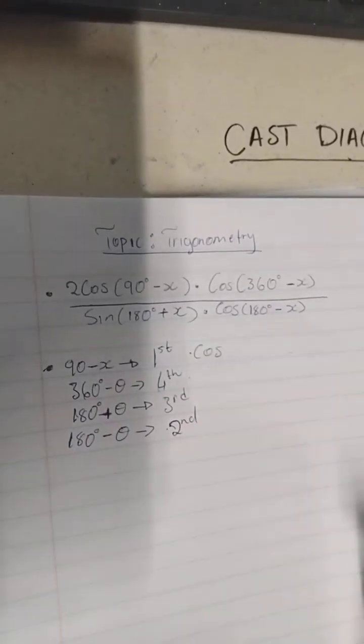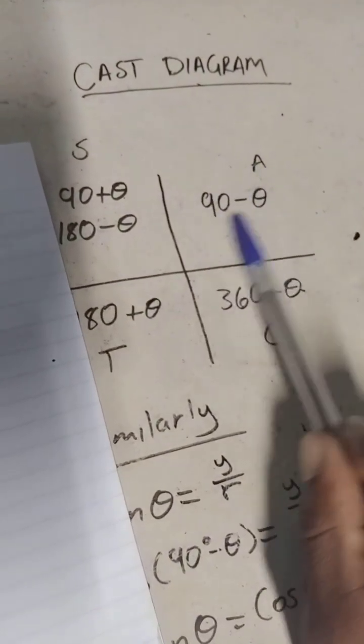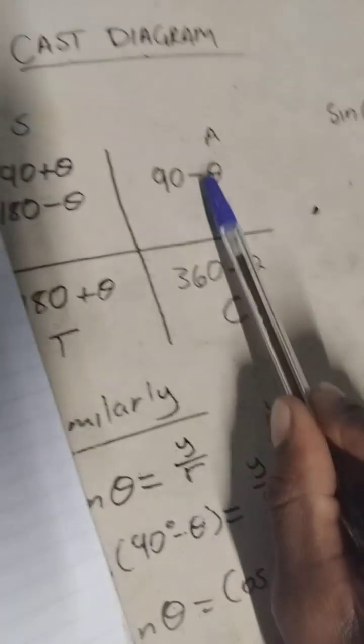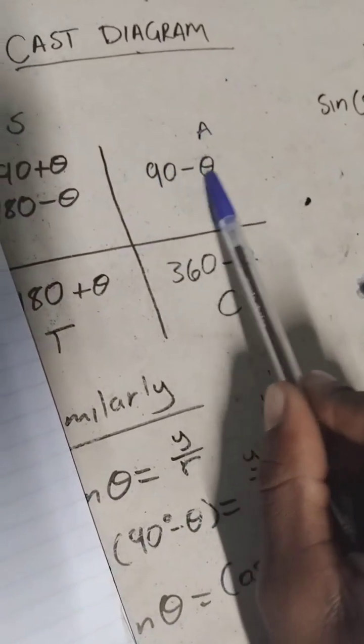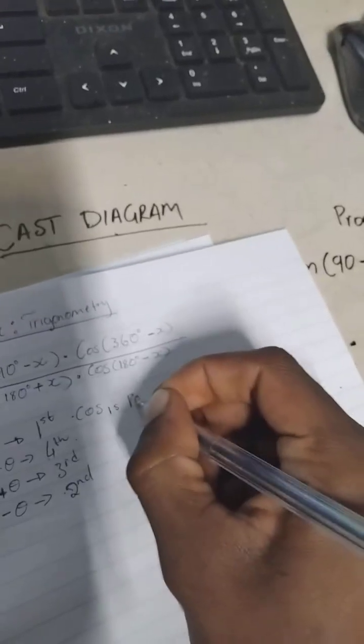Remember, all trig ratios on the first quadrant, they are positive. Keep that in mind. So cos is positive.